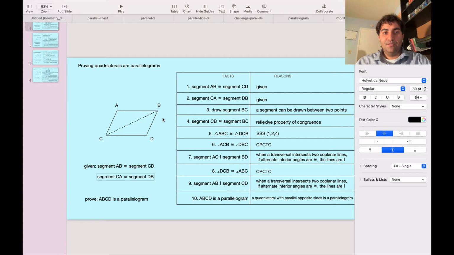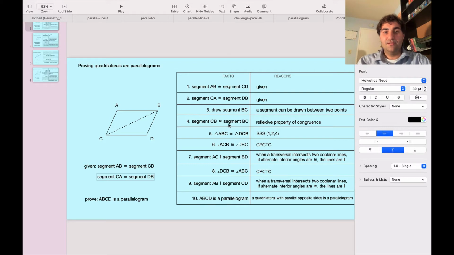So we can do this because a segment can be drawn between 2 points in the same plane. I should actually write in the same plane, but I don't have enough space, so we'll just forget about that. The next thing I'm going to apply is the reflexive property of congruence. So segment CB is congruent to segment BC. And remember, the order doesn't really matter when you're dealing with segment congruences, right?